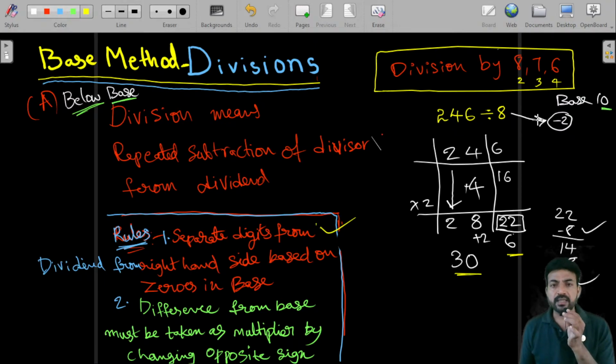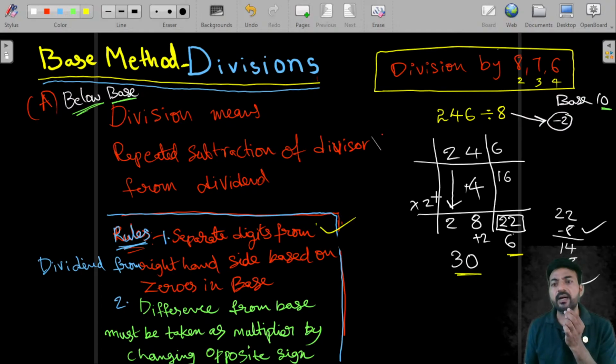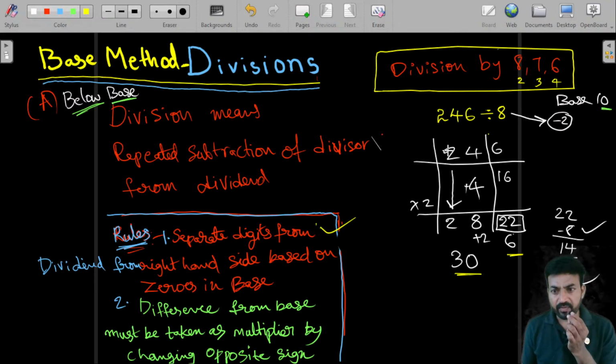So for 8 we have to take the base as 10. So this is below base, right? Base as 10. So the base is 2 more than 8. So that is the reason we have to take 2 as a multiplier. So now the base has 10. You have to separate one digit from the dividend.